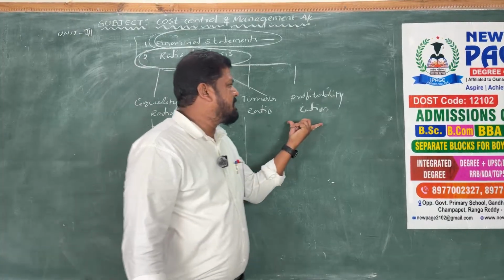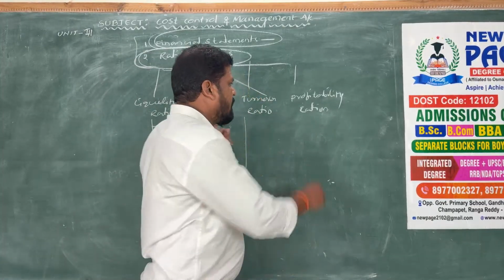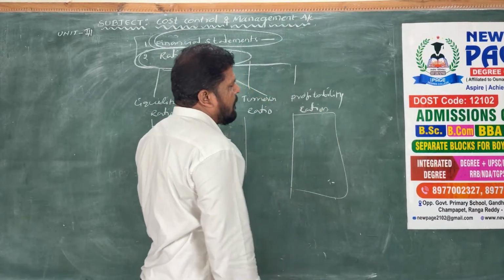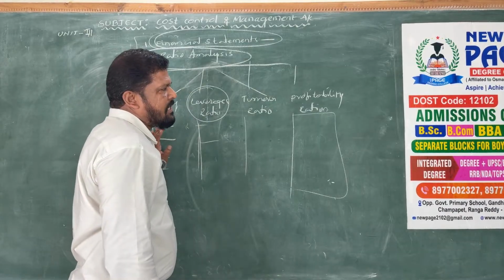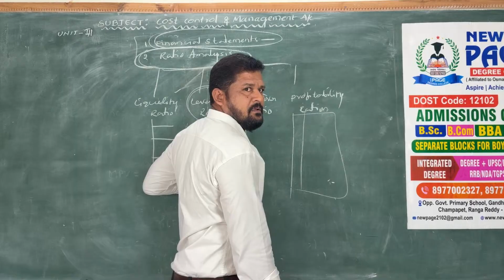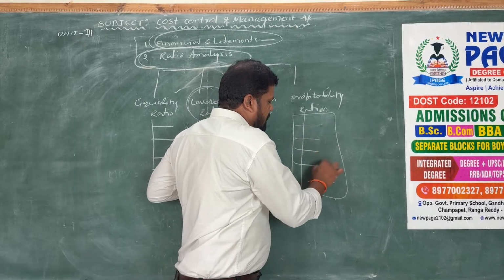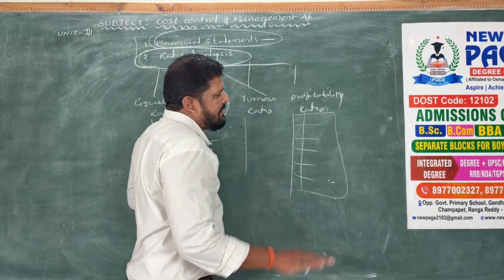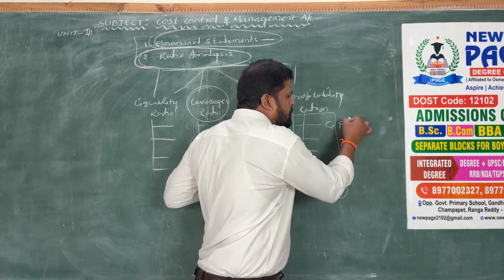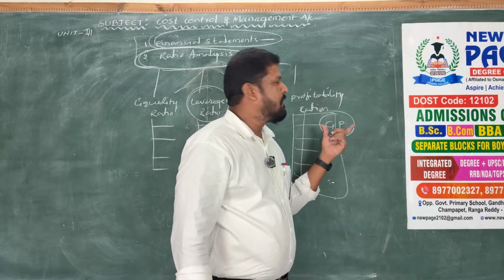Right? Next one is profitability ratios. So this is the most important, profitability ratios. So the problematic question is given from these profitability ratios. Okay, these ratios are subdivided into different types. First one, most important, is gross profit ratio.